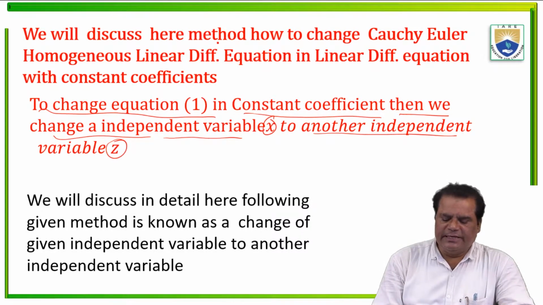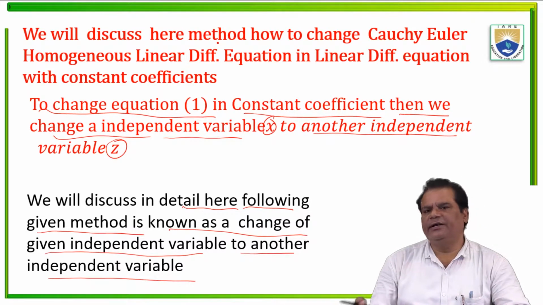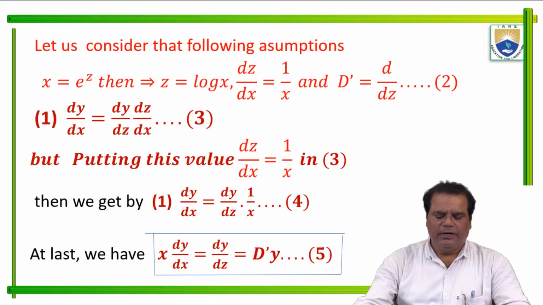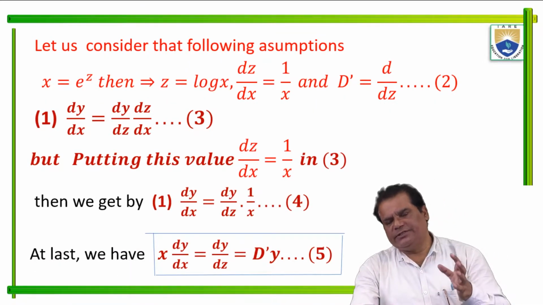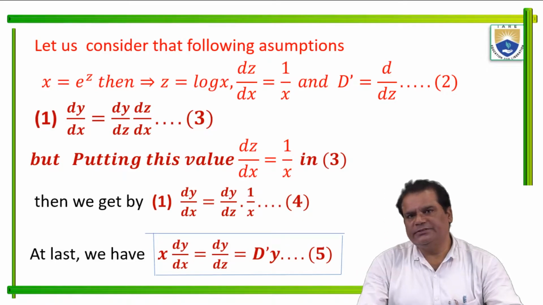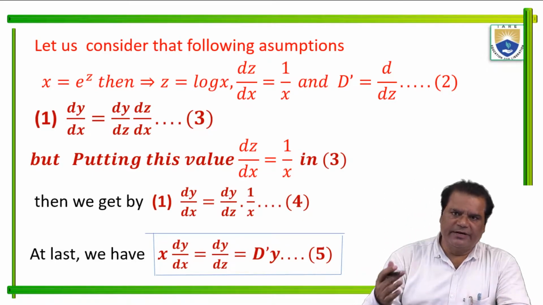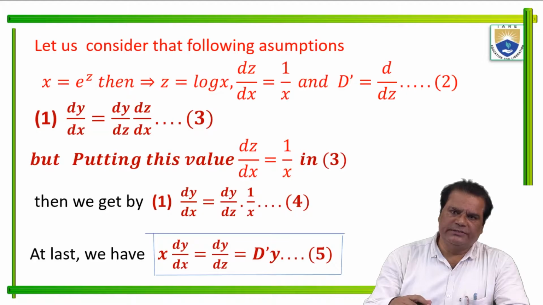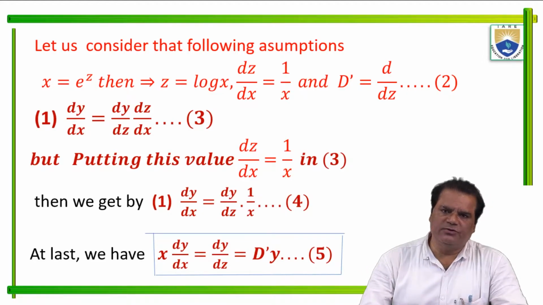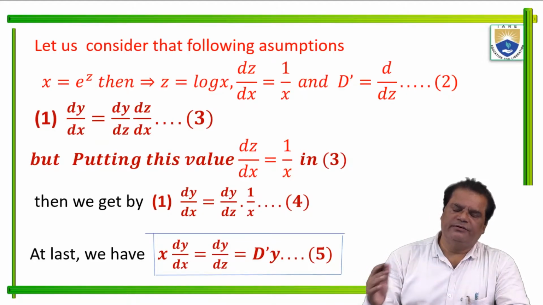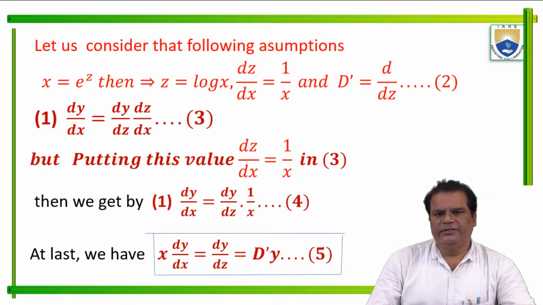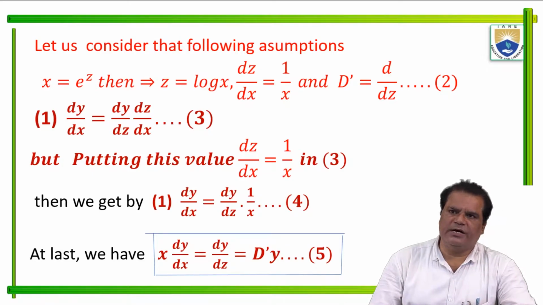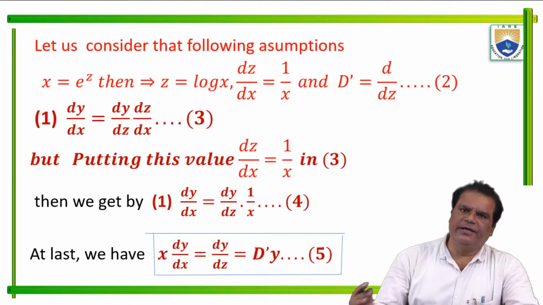So we will discuss this in detail. The following method is known as a change of the given independent variable to another independent variable. Let us consider the following assumptions. When we take these assumptions, we can change our given homogeneous Cauchy-Euler linear differential equation into a linear differential equation with constant coefficients. So what are the assumptions? We are giving the proof here.